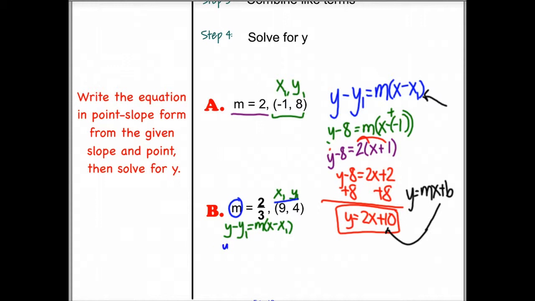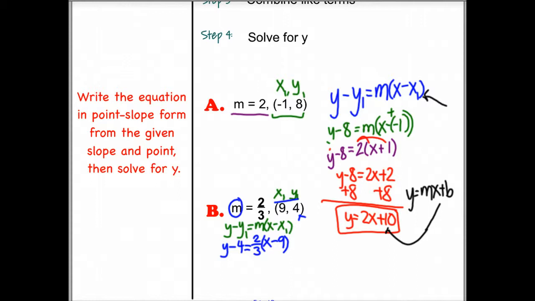So we have y minus 4, so that's coming from here, equals, our m is 2/3 times x minus 9. So we got, again, we plugged in the point and the slope at the same time.